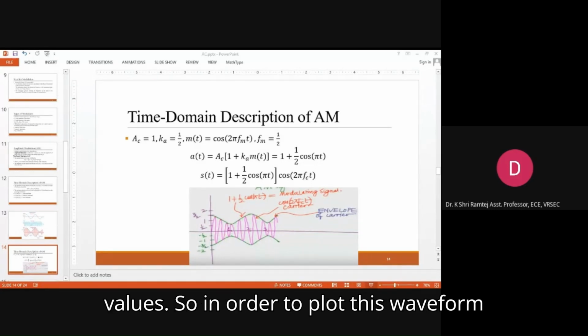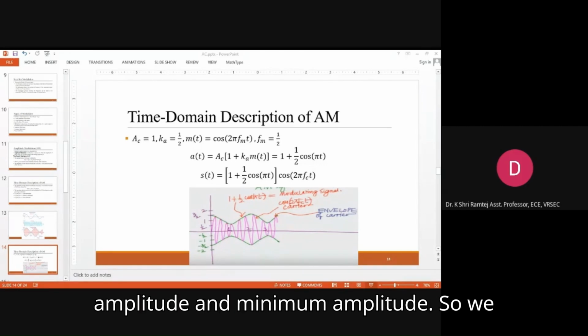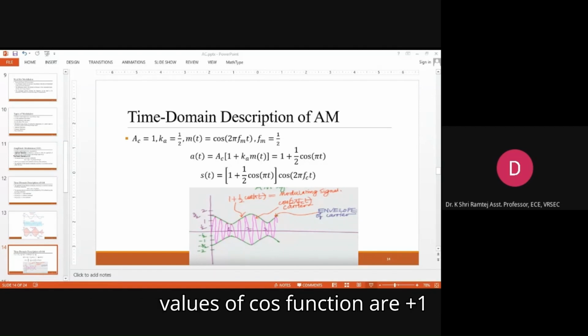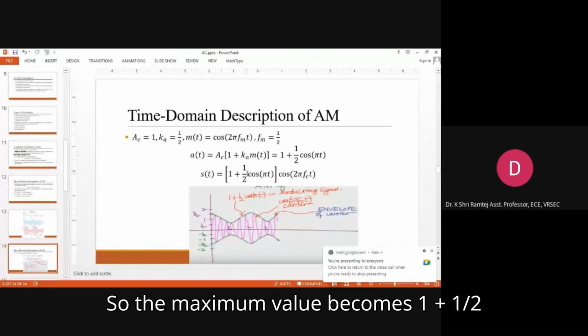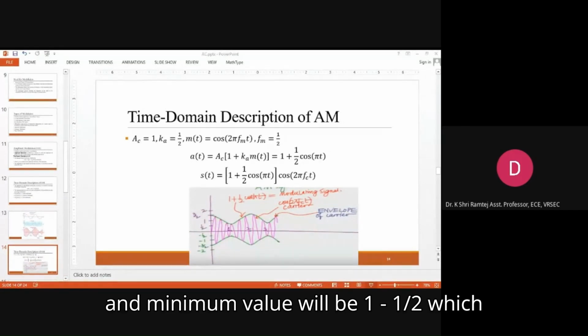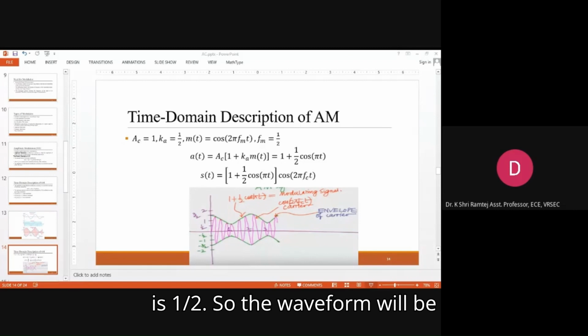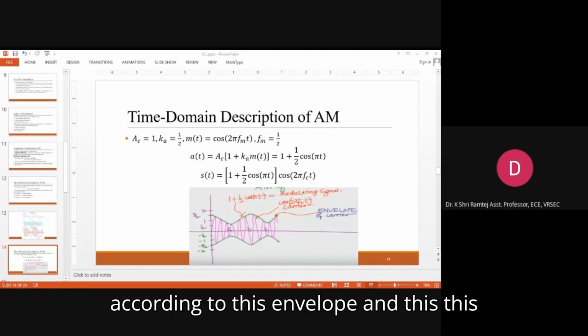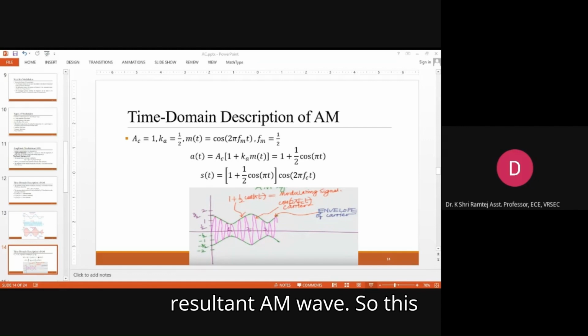So in order to plot this waveform, first we will calculate the maximum amplitude and minimum amplitude. We already know that the maximum and minimum values of the cos function are plus 1 and minus 1. So the maximum value becomes 1 plus 1/2, which is 3/2, and the minimum value will be 1 minus 1/2, which is 1/2. So the waveform will be changing between this maximum and minimum value, that is 3/2 and 1/2. As the amplitude is varying according to this envelope, and this is the carrier, this will be the resultant AM wave.